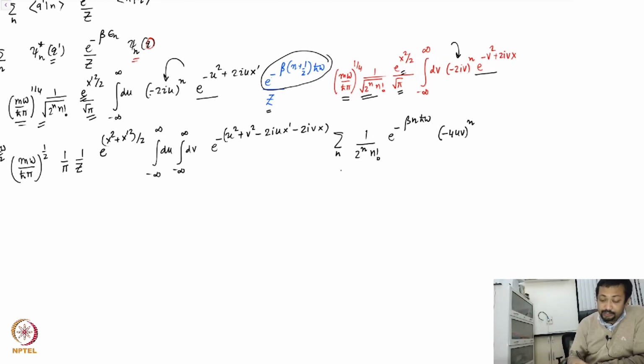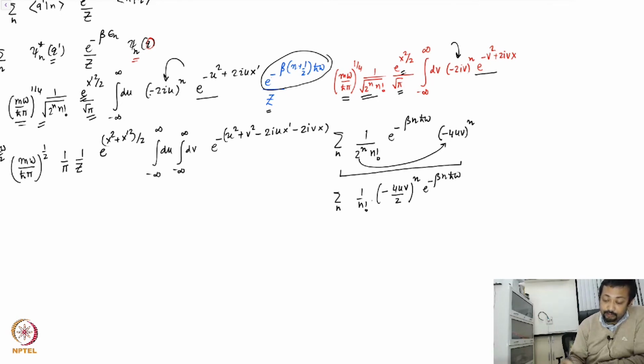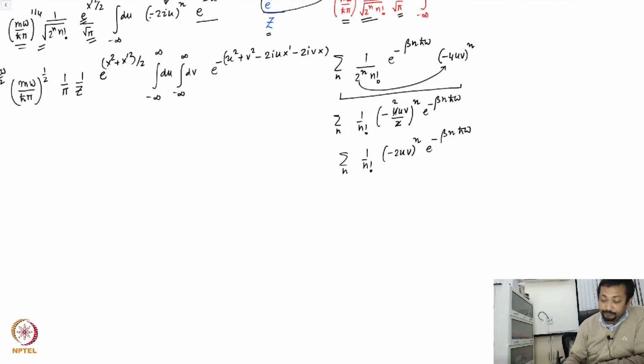Let's concentrate on this sum. This sum I can write down as 1 over n factorial, minus 4uv by 2, the 2 I can bring inside the bracket, raised to the power n beta n h bar omega, which is sum over n 1 over n factorial. The 2 gets cancelled out, and I have minus twice uv raised to the power n e to the power beta n h bar omega.